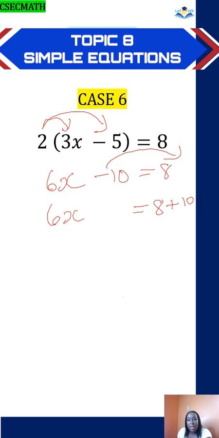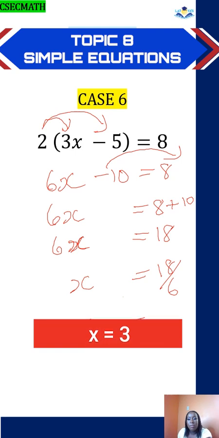I am solving for x. 6x is equal to 18. To solve for x, this 6 is multiplied to this x. So on the other side, we would be dividing by 6. So the value of x is going to be 3.